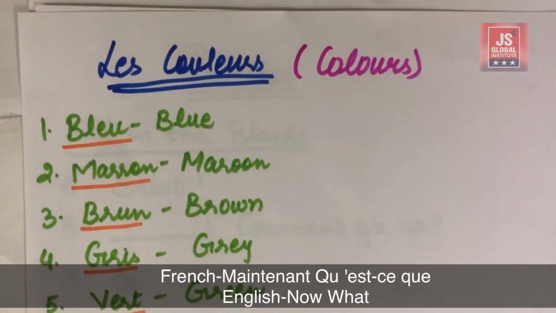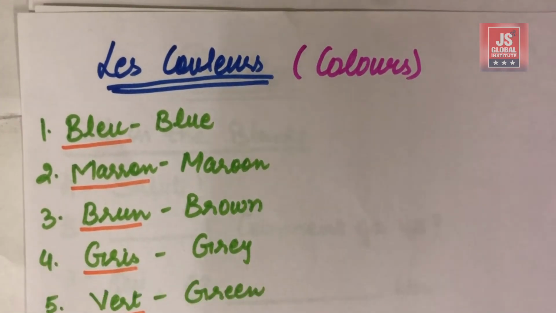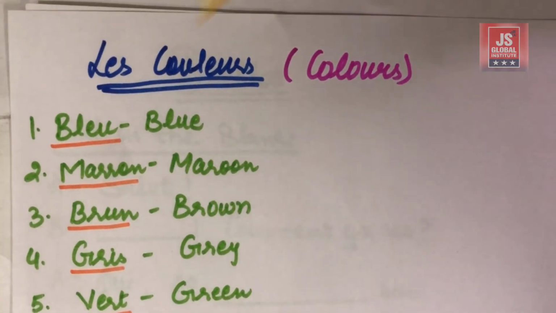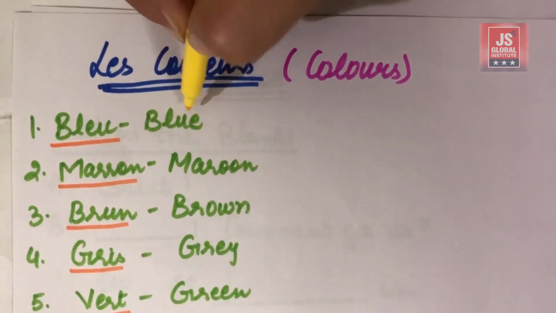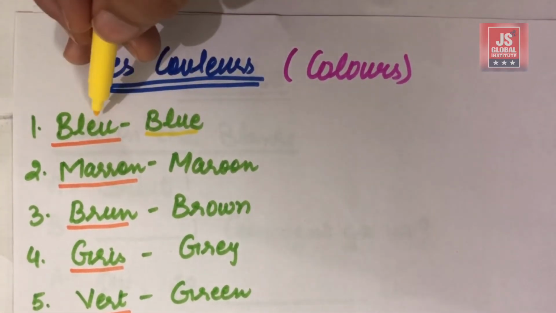Maintenant, qu'est-ce qu'on va faire? On va continuer avec les couleurs, or colors in French. Alright, so what are colors known as, or colors called or pronounced in French? So let's start with the number one, that is blue. What is blue called in French?